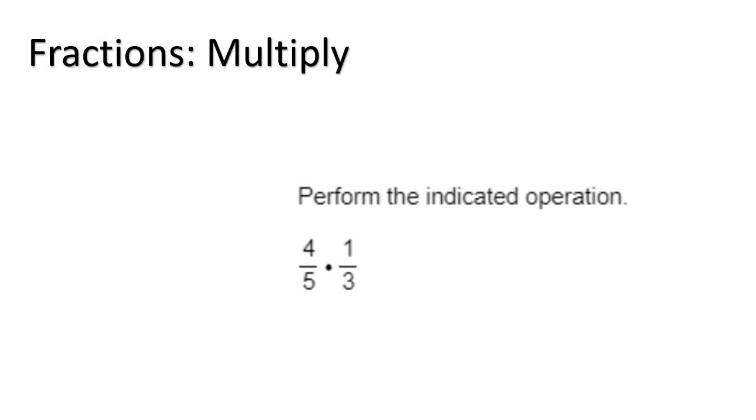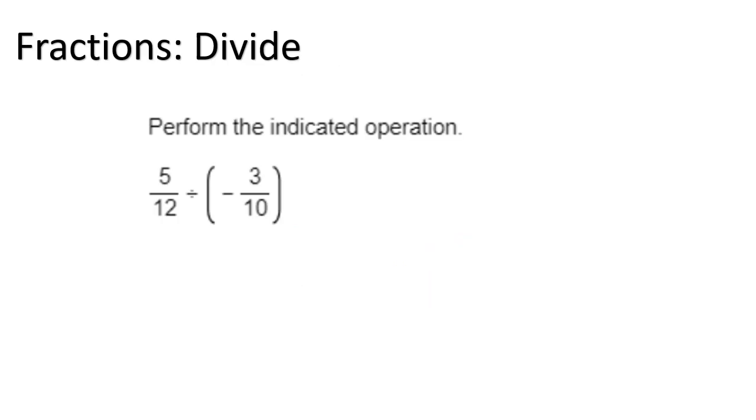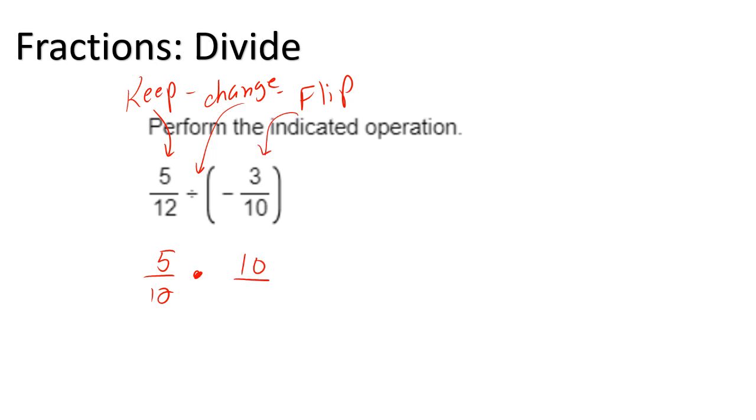When it comes to multiplying fractions, you actually multiply straight across. So 4 times 1 is 4, 5 times 3 is 15. That's already reduced to lowest terms. So that would be my answer. To divide two fractions, I always tell students, remember the phrase keep, change, flip. That means that we keep the first fraction the same, we change the divided by sign to multiply, and we flip the second fraction. When you flip that, it's called the reciprocal.